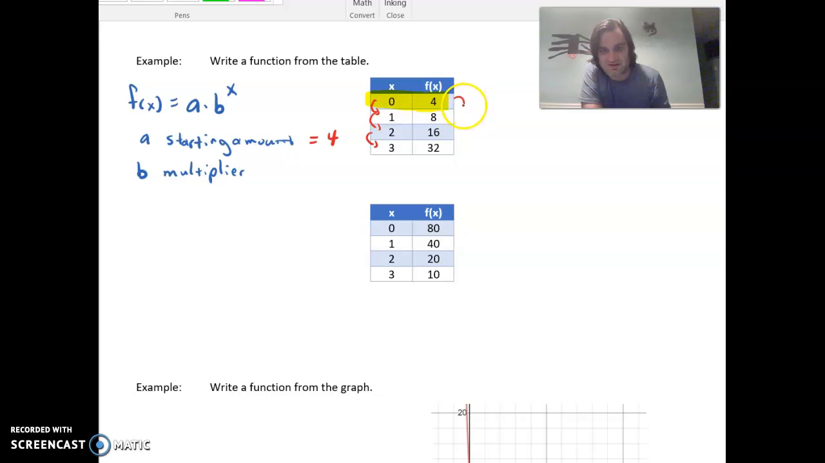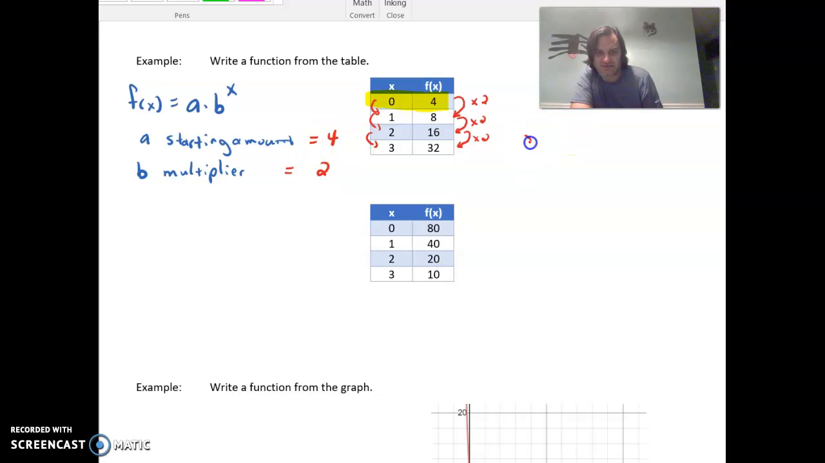But as x grows by 1, what happens to the output? Well, I added 4 here, but then I added 8, and then I added 16. Well, instead of saying I added different amounts, let's see if there's a common ratio between them. So another way to get from 4 to 8 is to double it. And then I can double 8 to get to 16, and I can double 16 to get to 32. So in this case, the multiplier is doubling, times 2, times 2, times 2. The multiplier is 2.